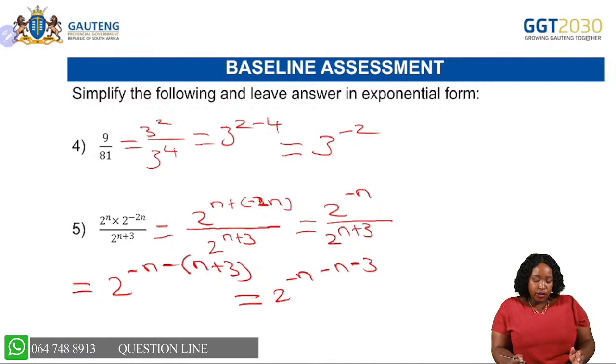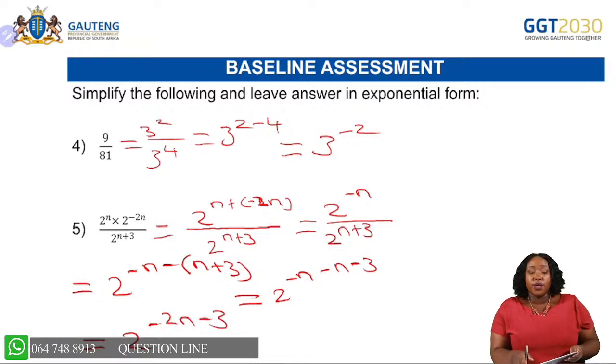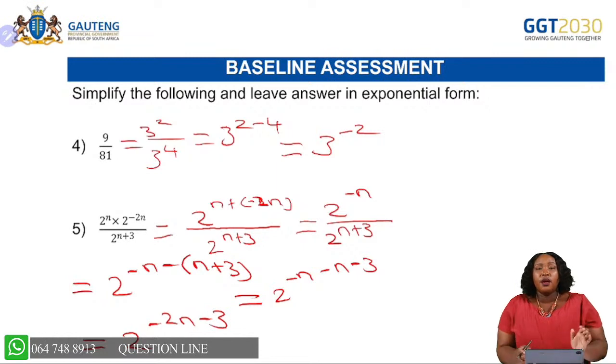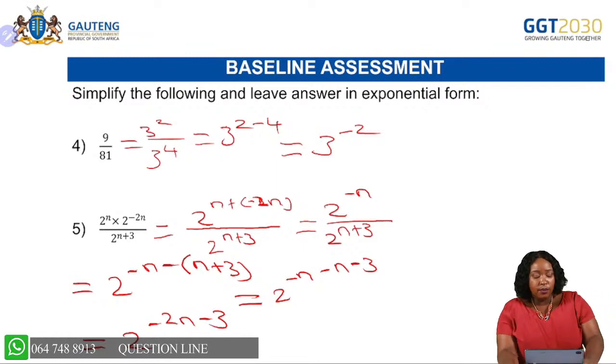Now you have two like terms from here. We are going to continue at the bottom. You have 2 to the negative 2n and minus 3. This is your final answer for this question. All right, I'm just going to give you some time to copy it.